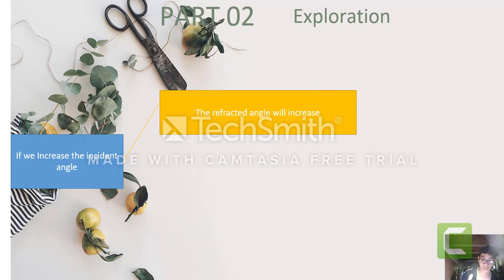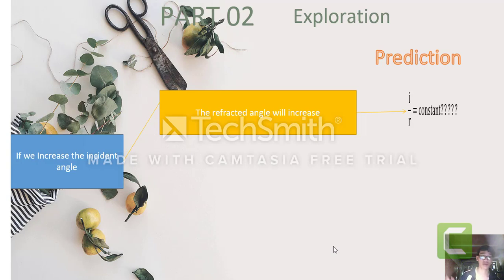And we get a reason that the relationship between them is directly proportional, or i over r is a constant. What is i? i is the value of the incident angle, and r is the value of the refracted angle. But some students may think that when we increase the incident angle, the refracted angle may decrease. Why?